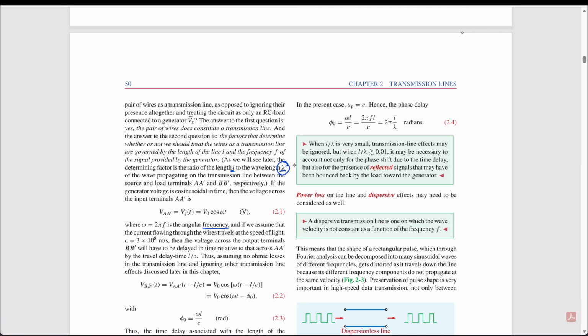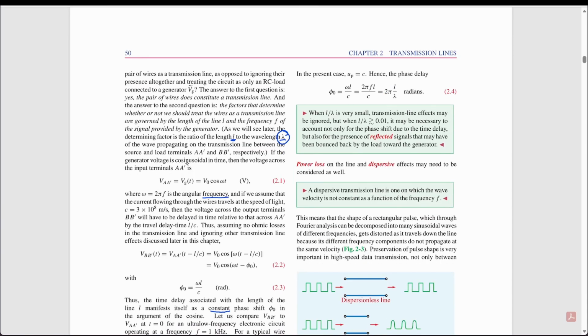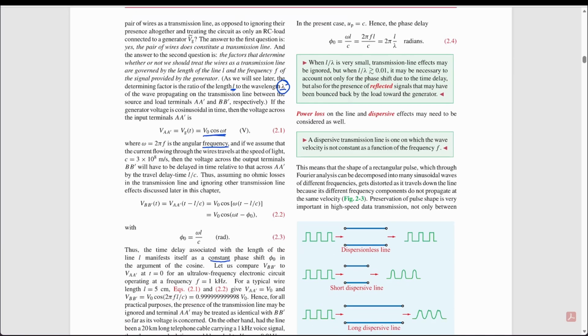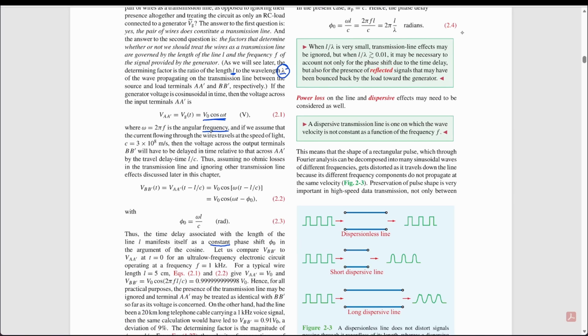So wavelength, or lambda, is related to the frequency. What determines whether we use the transmission line model or not is the ratio of the length to the wavelength. If the generated voltage is cosinusoidal in time, then the voltage across the input terminals A is given by a sinusoidal voltage equation, where omega is 2 pi f, the angular frequency.